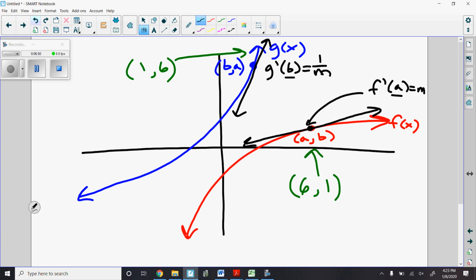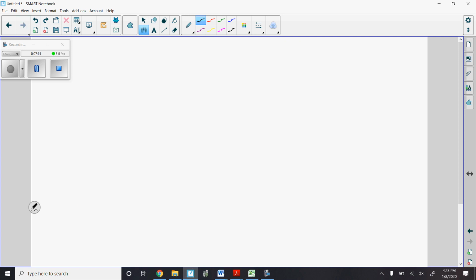What I always want you to do is identify the point on the function and think about what that point would look like on the inverse. If it's the point 2,3 on f, then the point will be 3,2 on f inverse. So let's take a look at how this gets assessed on the AP exam. Go ahead and copy this table in.